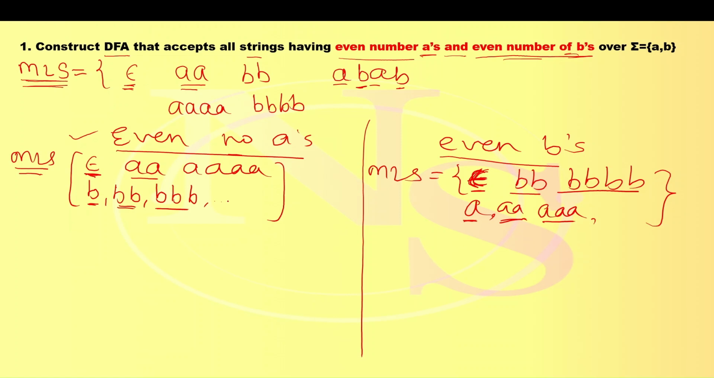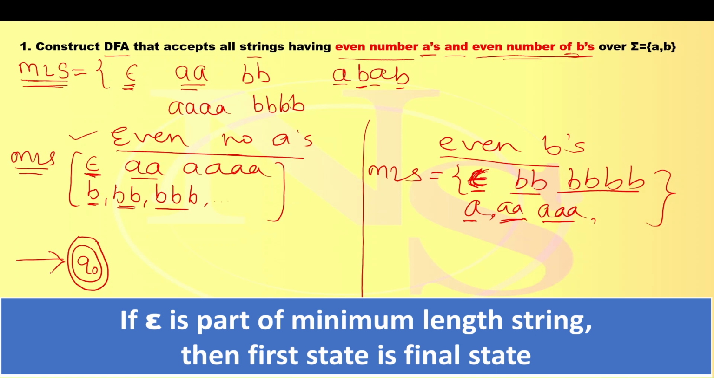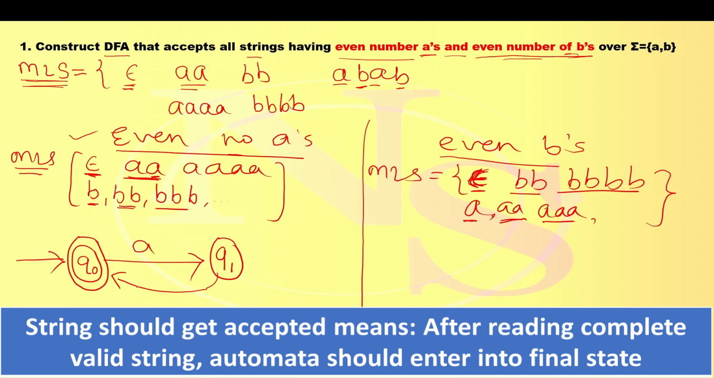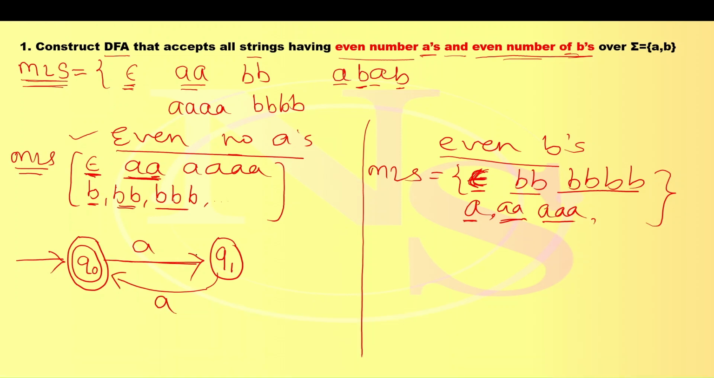Now let's start designing the DFA for any of these, and we can replicate the same for the other sub question. As epsilon is a part of the minimum length strings, as I explained in my previous videos, whenever epsilon is a part of the minimum length strings, our starting state becomes a final state. So epsilon gets accepted. The next valid string is double A. It means what? The first A will be read by Q0. A single A should not get accepted, so the automata will go to the non-final state. The second A should get accepted, so it should go to the final state. So first A, odd number of A's, it should go to the non-final. Second A, even number of A's, it should go to the final. So double A gets accepted.